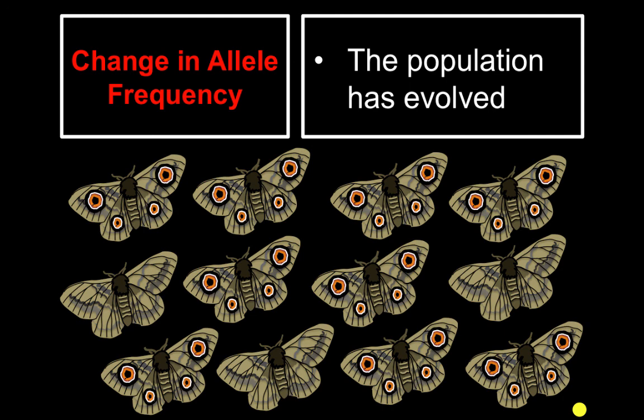So there has been a change in this population over time as a result of mutations causing adaptations that allow some individuals to survive and reproduce, pass along those mutations, and change the overall frequency of the allele in the population.